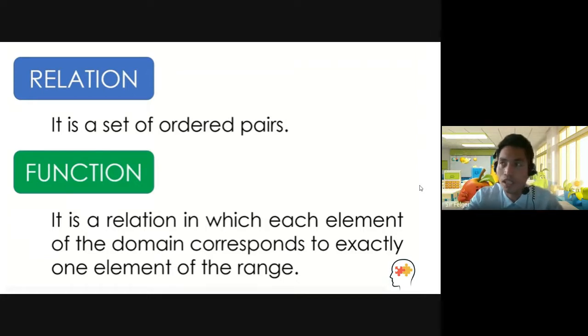So, we cannot deny it kasi any ordered pairs ay meron po siyang corresponding relationship. Alright. In the other hand, ang function is a relation in which each element of the domain has a corresponding element of the range. Alright? So, wag kayong malilito dyan. This is very straightforward. Madali lang siya intindihin.